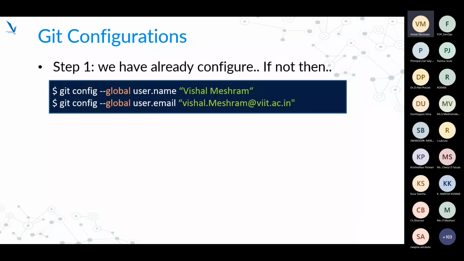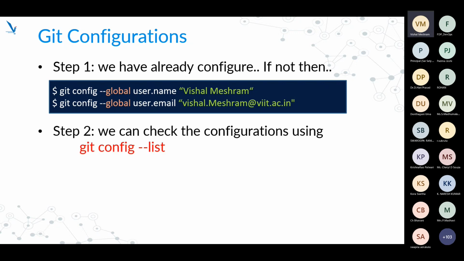These two pieces of information are required by Git to track the changes, and who did the changes. Okay, so that's why Git requires these two pieces of information. There are other configurations you can do, and you can see this configuration by using this command, git config --list.